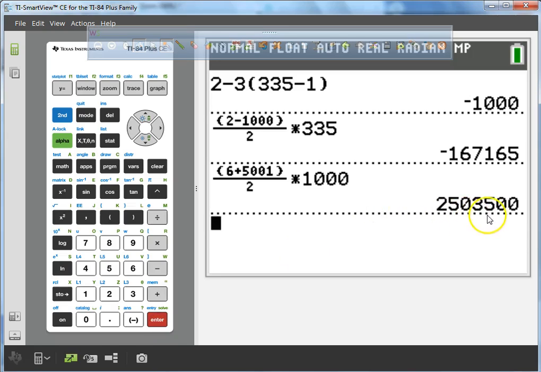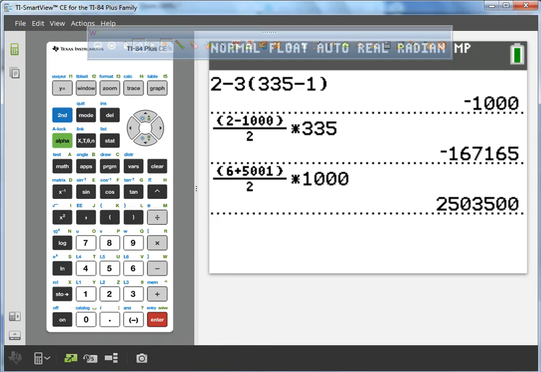Holy cow, I wish that was in my bank account. All right, 2,503,500. Yeah, not there yet. I'm a teacher. Oh well.